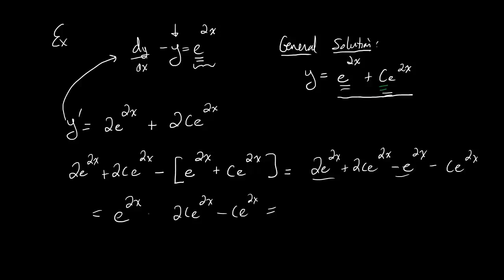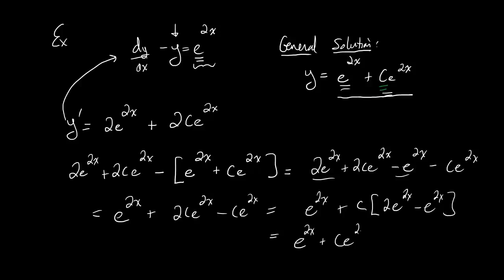I can pull a value of c out. So we'd have e to the 2x plus c times 2e to the 2x minus e to the 2x. And this would just give us a value of e to the 2x plus ce to the 2x. And notice that is not what we started with. So this is not a general solution. I'm sorry about that. My blackboard seems to be disappearing and causing me some confusion.